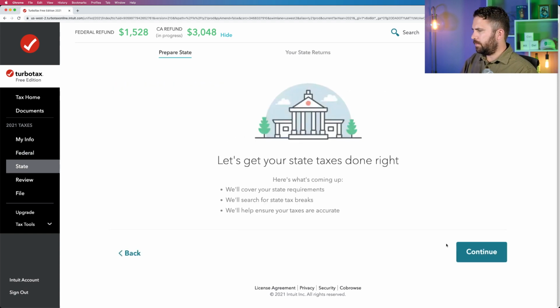Okay, so I like the state taxes done right. That's like Money Done Right, but Taxes Done Right. Okay, so I guess we did the federal return. Now we're going to move on to state.